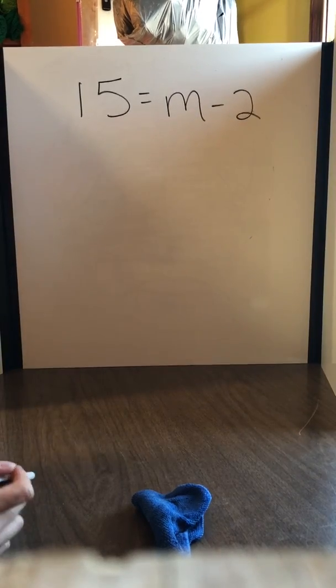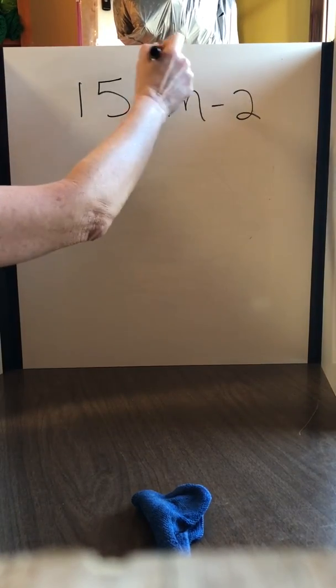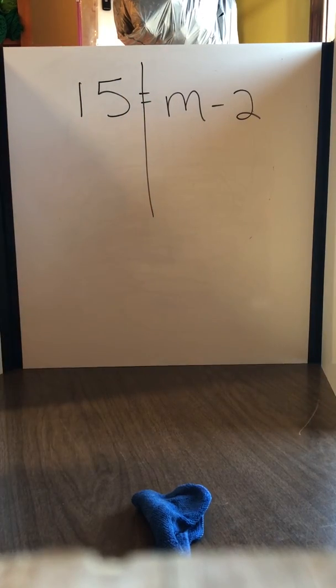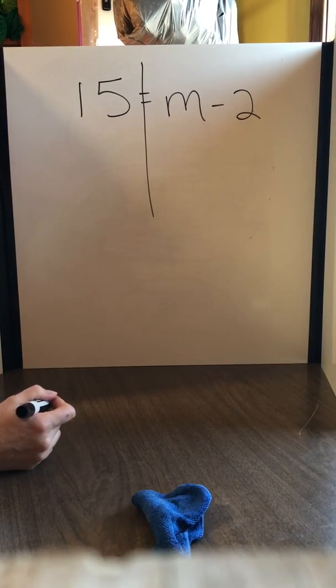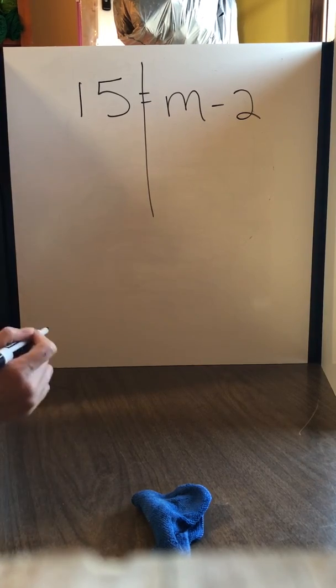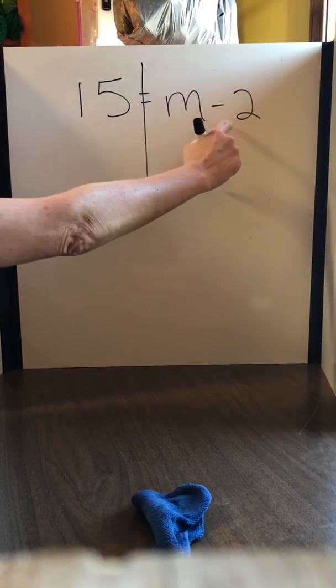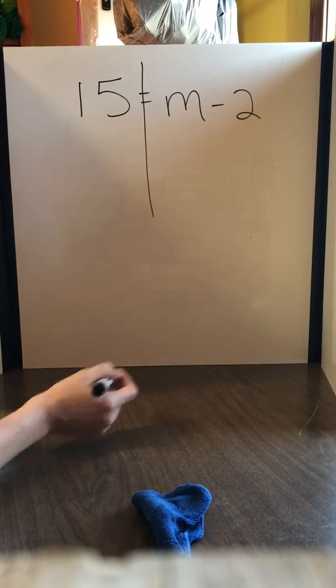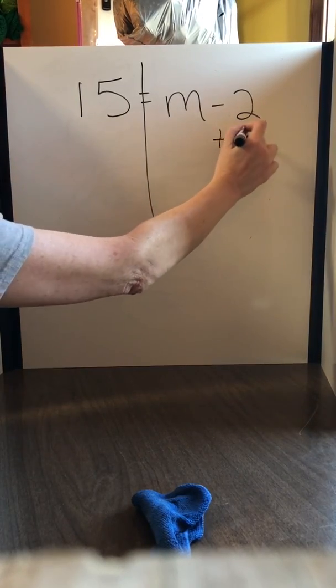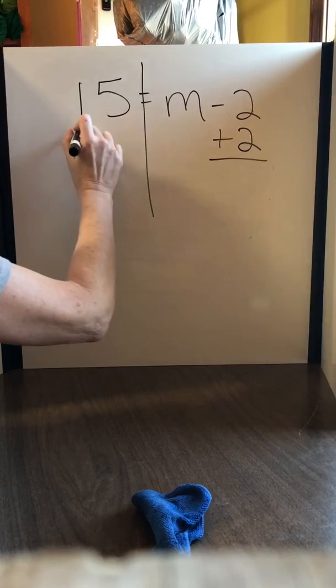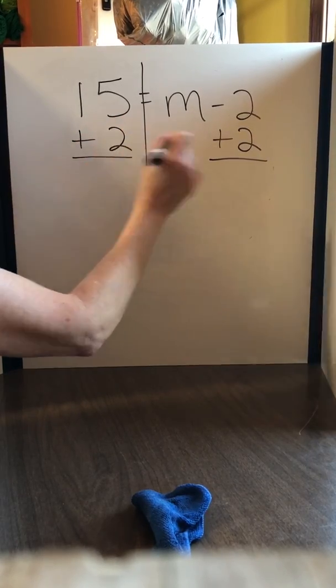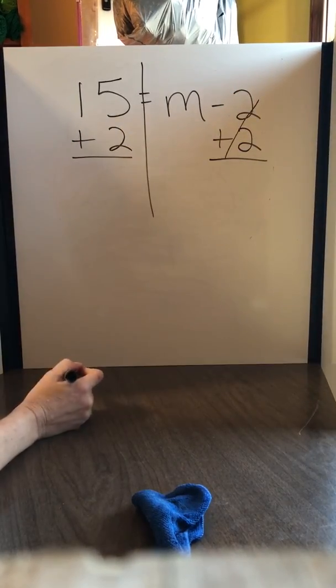No biggie. Just because I've got the m minus 2 on the other side of the equation doesn't make a difference. You still draw your line through that equal sign. And then I know I have to get rid of whatever's on the same side of the variable. And in this case, this minus 2 is on the same side of the variable. So I've got to get rid of that by doing the opposite, which is adding 2. And when I do that, I have to do it to both sides.